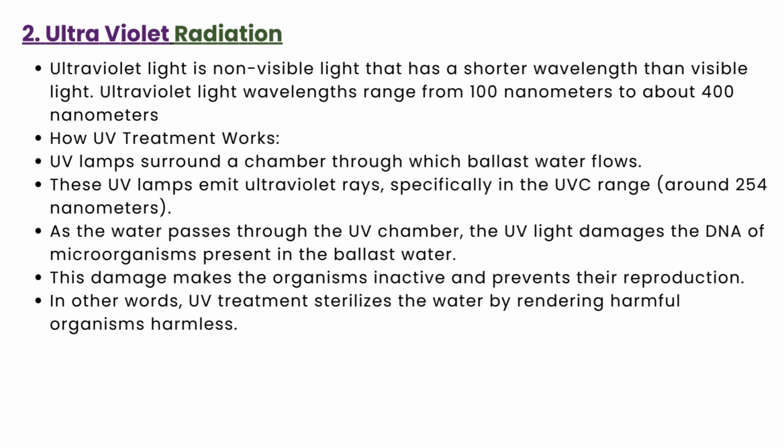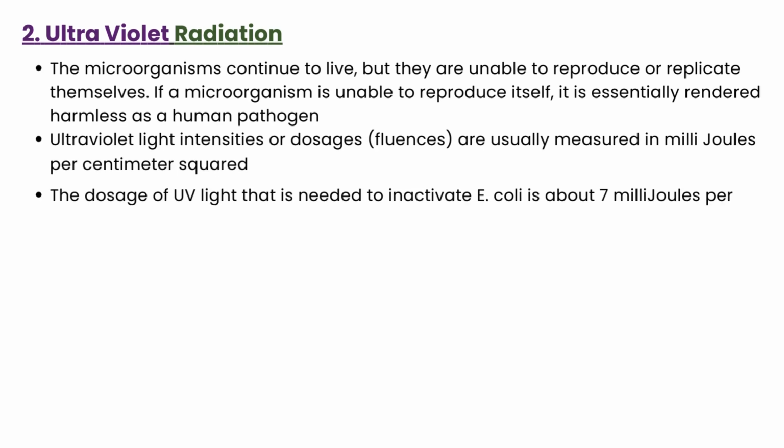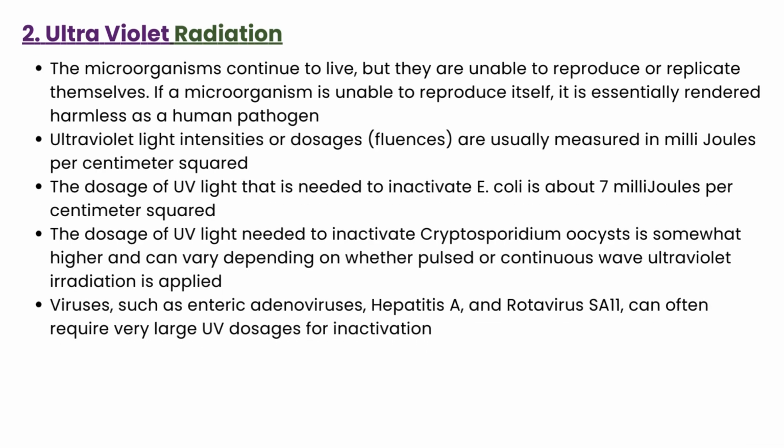This is how it is done. Ultraviolet radiation: the microorganism continues to live, but it is unable to reproduce or replicate itself. If a microorganism is unable to reproduce itself, it is rendered harmless. Ultraviolet intensity or dose is usually measured in millijoules.